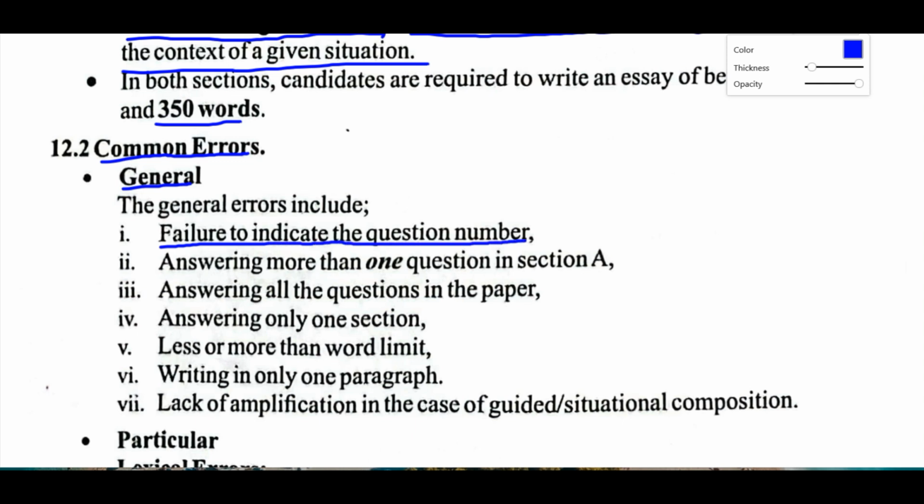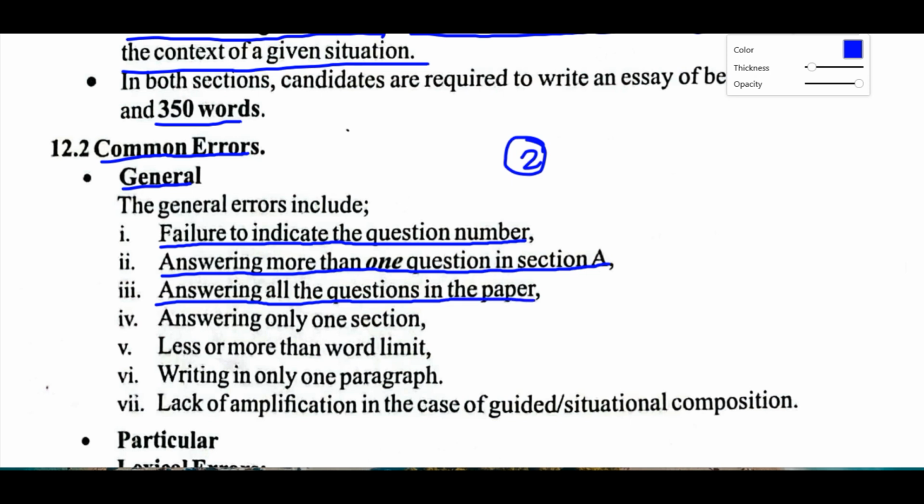You are supposed to indicate the question number. For example, if you choose question 2 from section A, please make sure you indicate that question number, the number 2. Next, answering more than one question in section A. No matter how easy the questions may appear to be, you are only given one choice to make. Even if the question from section B is not familiar to you, please never answer 2 questions from there.